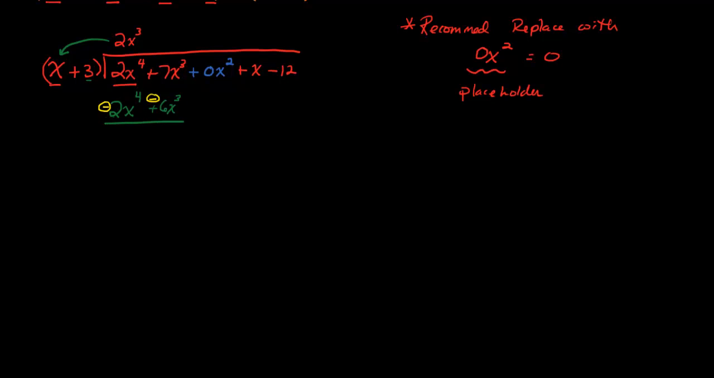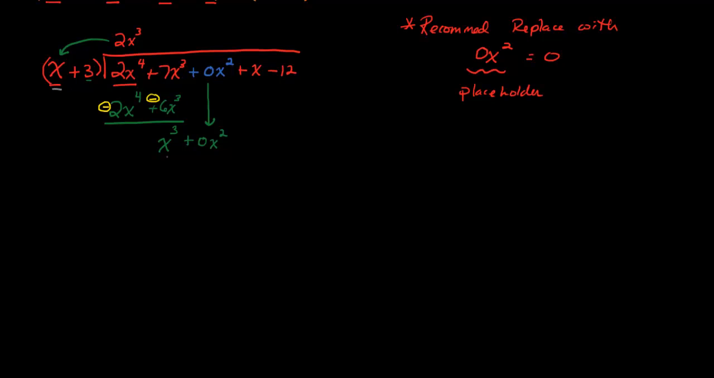So 2x to the fourth minus 2x to the fourth gives you 0 here. 7x cubed minus 6x cubed just gives me a value of 1x cubed, and then I'm going to bring down my 0x squared. I know that seems a little funny to bring down 0x squared, but it really makes this process a lot easier. So now we're going to start from the beginning. I'll do it in another color, different iteration.